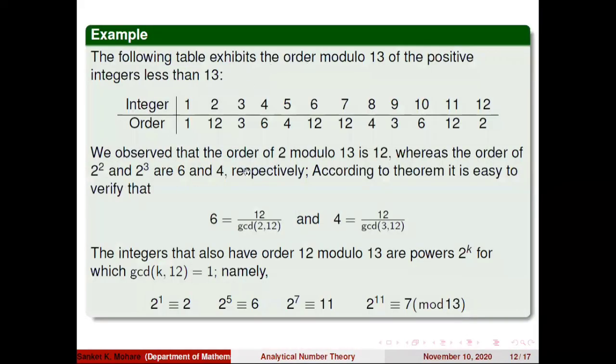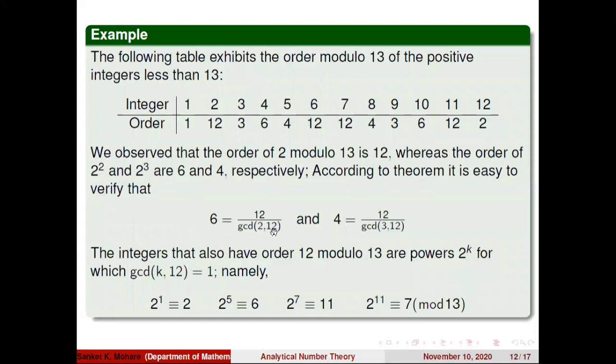So here we observe that order of 2 modulo 13 is 12, whereas the order of 2 square and 2 cube are 6 and 4 respectively. So just calculate it here. According to that theorem, it is easy to verify that order of a upon GCD of h comma order of a. h is what? Power. Here power is h equal to 2.